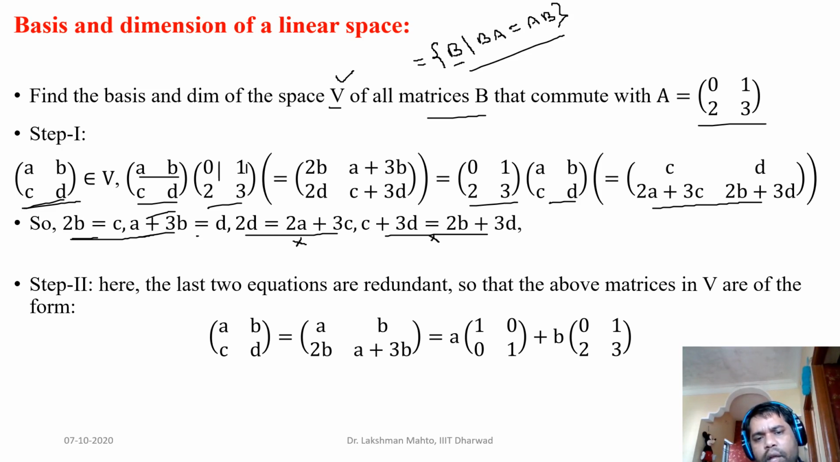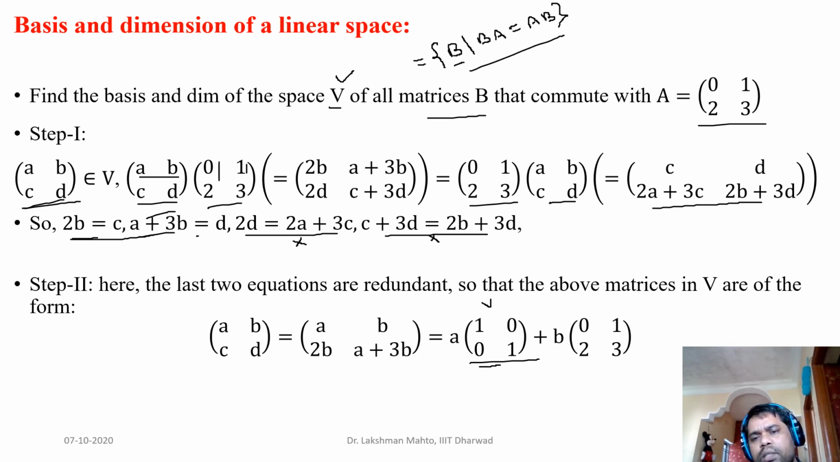So what is that? This matrix having entries a, b, c, d can be written as a, b, 2b and a plus 3c, and if you take a common, then your general matrix from V can be written as a linear combination of [1 0; 0 1] and [0 2; 1 3]. So every matrix of V can be written as a linear combination of these two matrices.